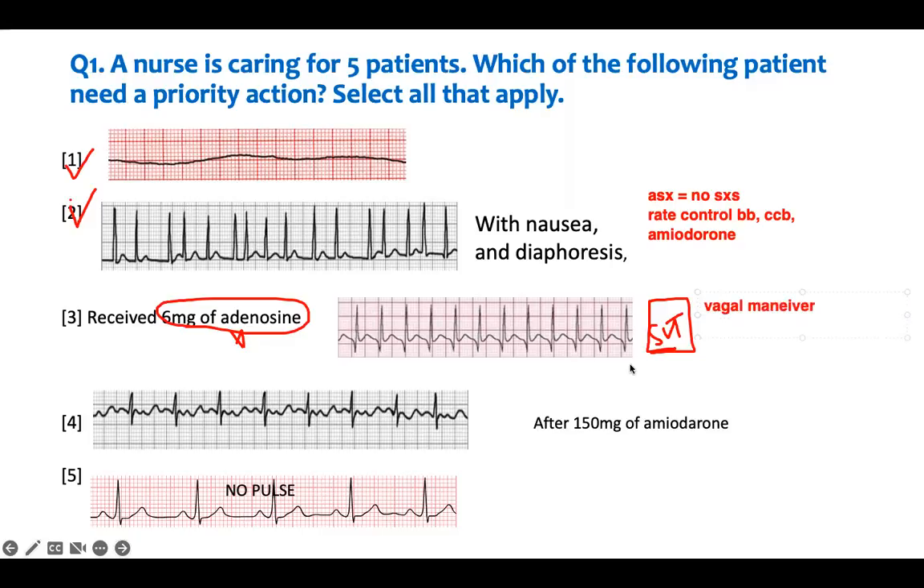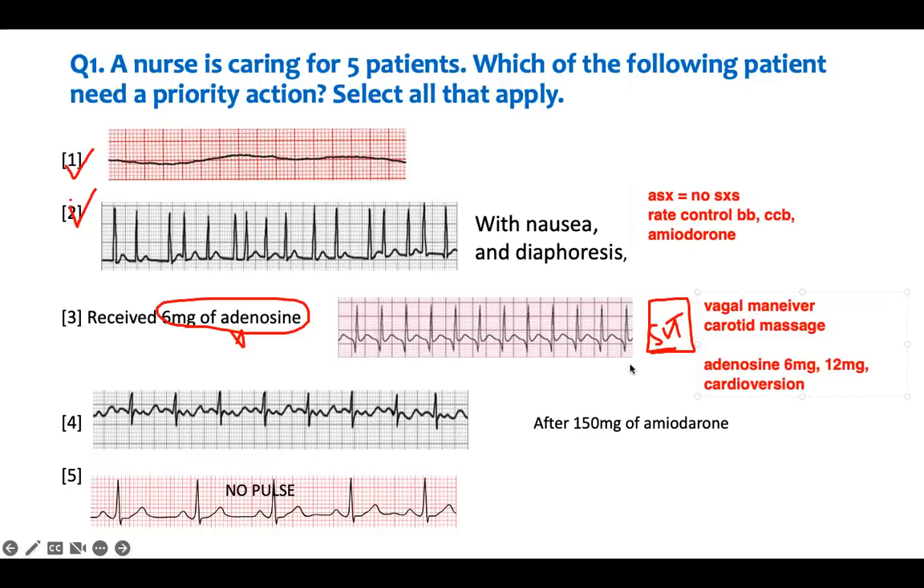You do some vagal maneuver or carotid massage, just one side. If it doesn't go well, then you give them adenosine. The first dose is 6 milligrams. If it doesn't help, you give them the second dose. If still it doesn't help, then you do cardioversion. That's the treatment and the management of it. 6 milligrams, 12 milligrams, then cardioversion.